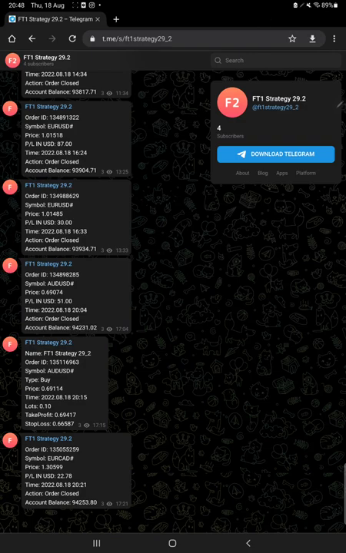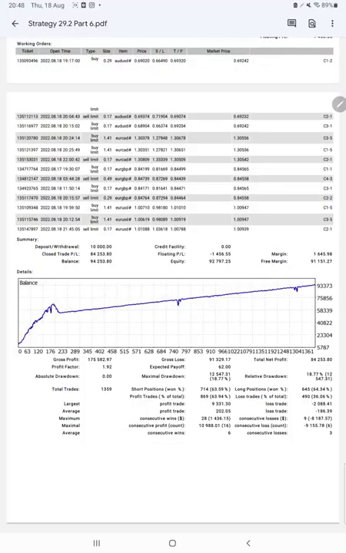And the next thing is MT4 to Telegram. By joining the channel FT1 strategy 29_2, you can get all the updates, whatever trades we have taken, as per their order ID, how much profit and loss we have made, and how much lot size we have traded. Complete details can be checked. Also the trading account statistics we can verify from the statement. Here we have connected, here is a graph, and it is constantly growing.